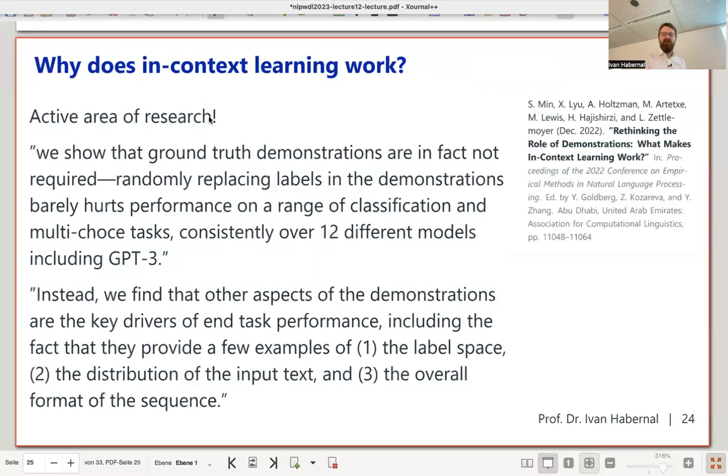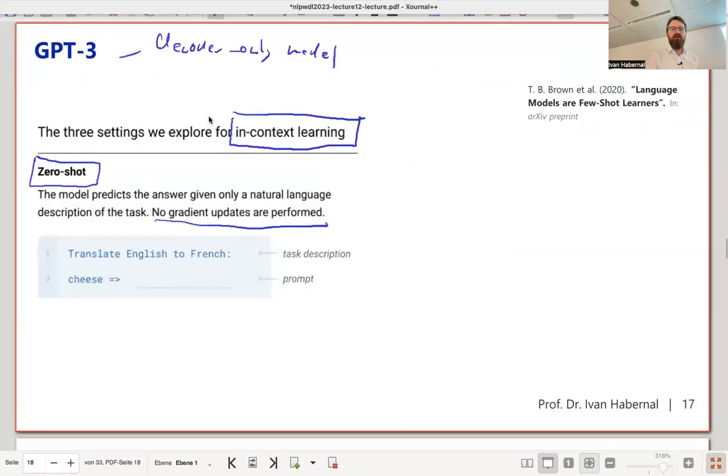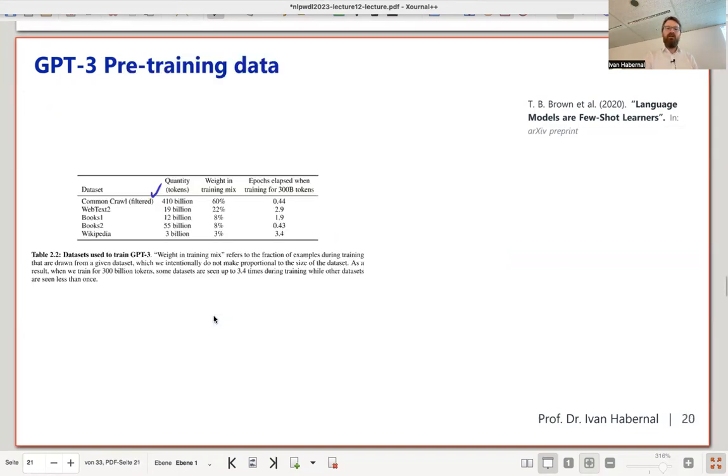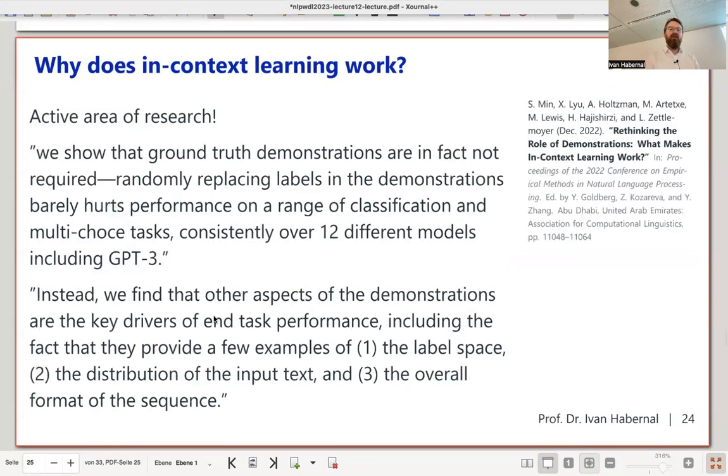The crucial question is, why does this work? Why can you put the prompts and the examples just in the prompt, and it will learn the task, learn better with more examples, and even learn with zero shot? Why can this work? To be honest, it's really an active area of research. So there are many things we don't know yet.